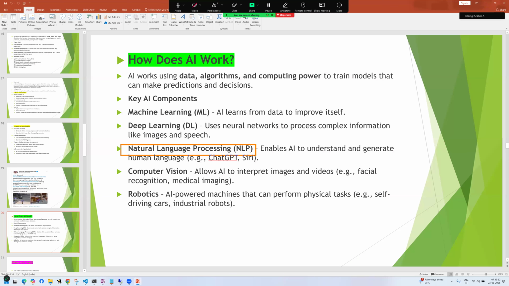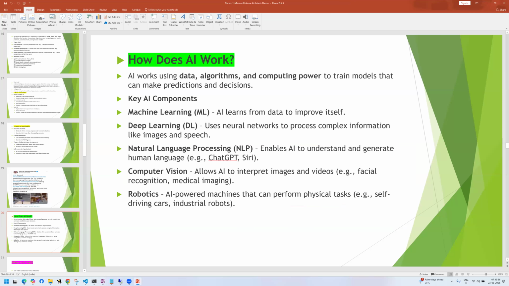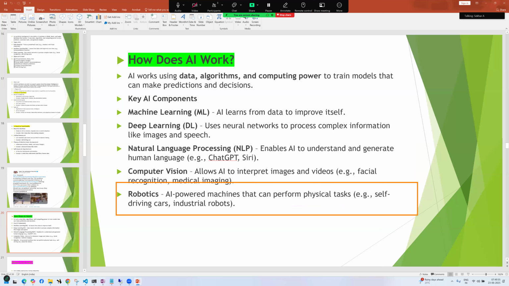So this is about neural networks, which use deep learning. Okay. Robots, you know, right? AI-powered machines that can perform physical tasks. Examples: driverless cars, implemented by Elon Musk in Tesla cars. In another 10 years, you can see driverless cars in India.